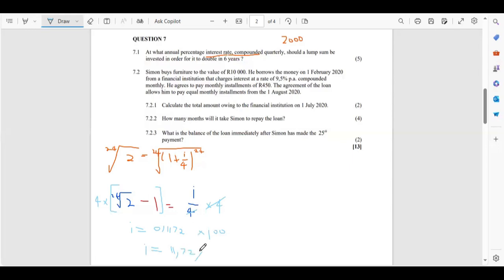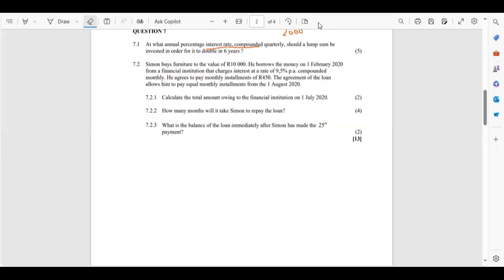Now, this simply means that if you invest any amount in this account which earns an interest of 11.72% compounded quarterly, you should be able to get double that investment. I hope that makes sense. If ever you have any questions, always feel free to reach out. Now let us move on to the next question, which is 7.2.